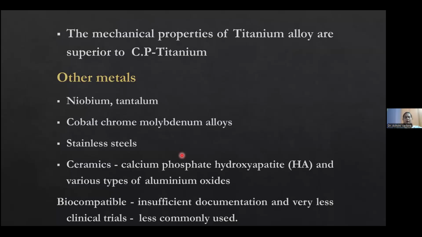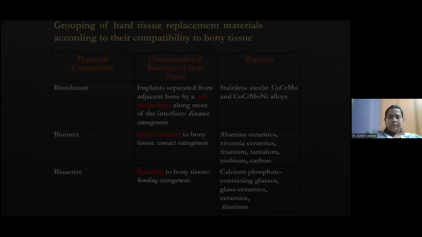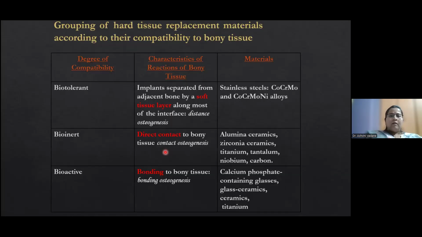Other metals are also available for the dental implants, as mentioned in the slide. Then this is the chart. This is about the grouping of the hard tissue replacement materials according to their compatibility with the bony tissue. So the degree of compatibility, whether it is biotolerant, bioinert, or bioactive. So accordingly, they have categorized the various materials.